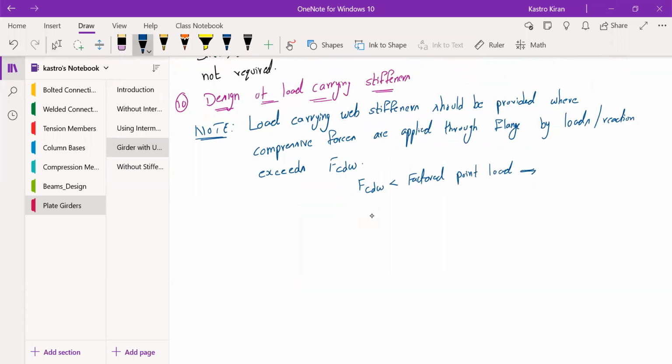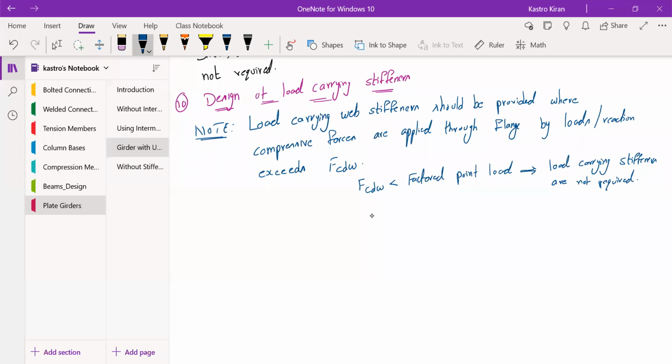So when FCDW is less than the factored point load, only one point load, don't add 300 plus 300, it is only one point load, then the load carrying stiffness are not required. So let's check whether these load carrying stiffness are required or not. If it is required, then you have to design the load carrying stiffness. If it is not required, then you don't need to design.